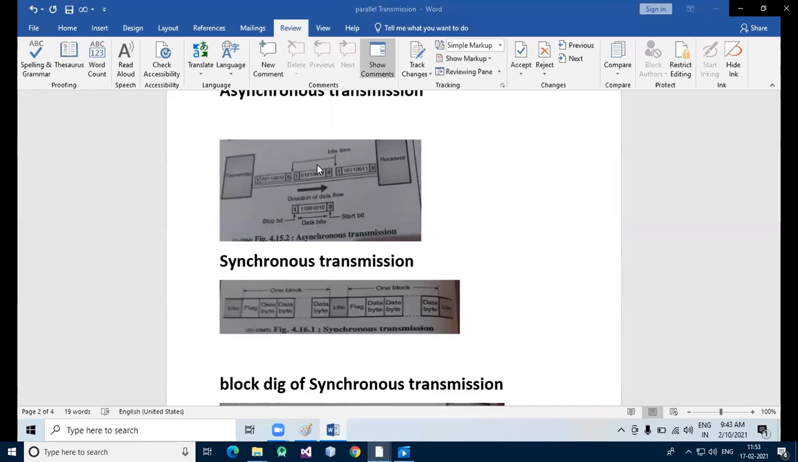Then the application of asynchronous transmission: the connection of the keyboard to the computer is an example of asynchronous transmission. I hope asynchronous transmission is now clear with the help of the example also. So now synchronous transmission.